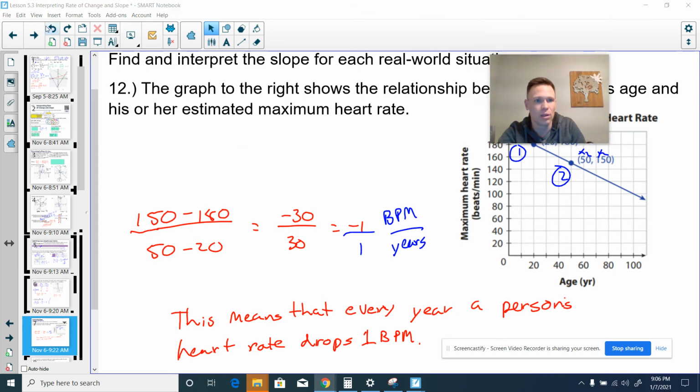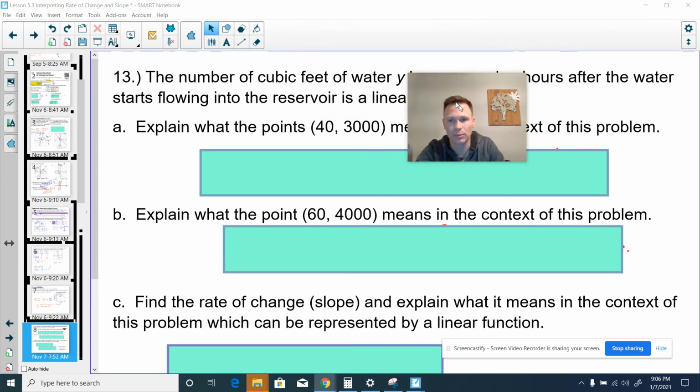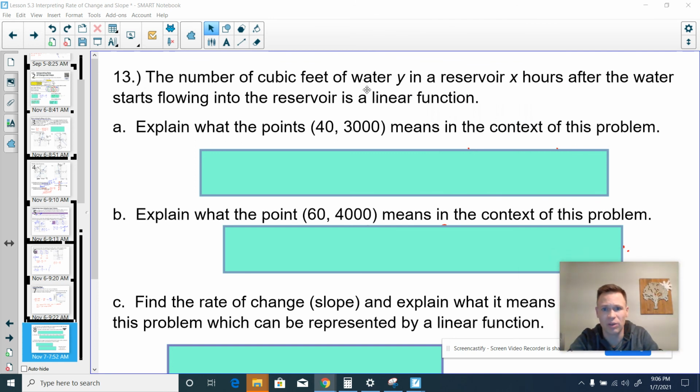All right. Last problem here. It says the cubic feet of water, Y, so Y is the value of cubic feet of water in a reservoir after X hours. The water starts flowing into the reservoir as a linear function. So we have water flowing into a reservoir. We're measuring it in hours and in cubic feet, right? So time is measured in hours. The amount of water in the reservoir is measured in cubic feet. And so we have time going by as water is pouring in.